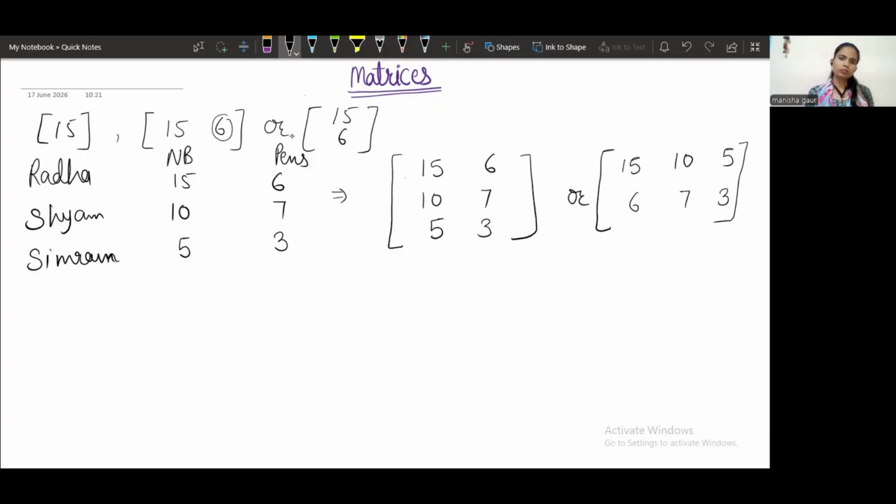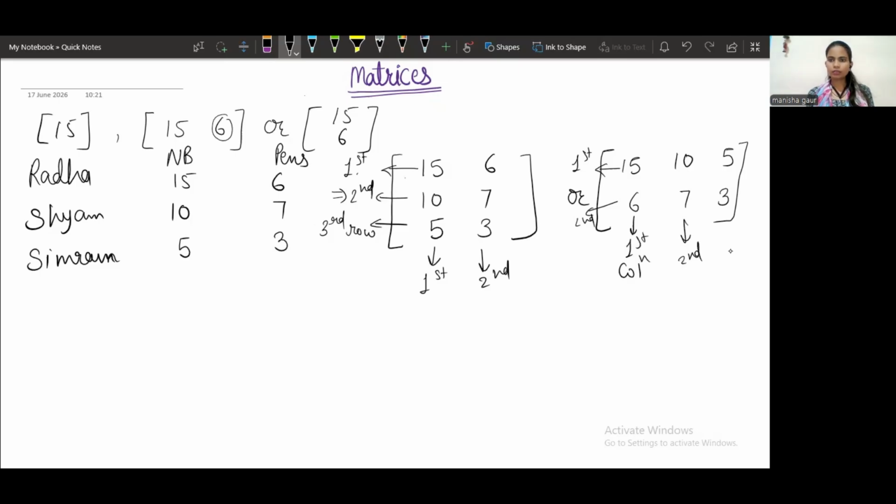Now the horizontal lines are called rows and the vertical lines are called columns. That means this is our first row, this is the second row, and this is the third row. And the vertical lines are called columns. This is our first column and this is the second column. Similarly, here, this is the first row and this is the second. And this is the first column, this is the second column, and this is the third column.